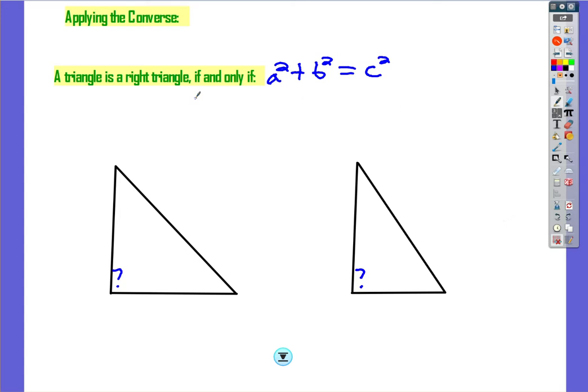So let's take two triangles. Let's say this one is a 3, 4, 5. We won't worry about units. We're just applying the concept. So let's say this one is a 3, 4, 5, and this one is, again, these are not to scale, 7, 8, and 10. And we're going to ask the question, are these right triangles?